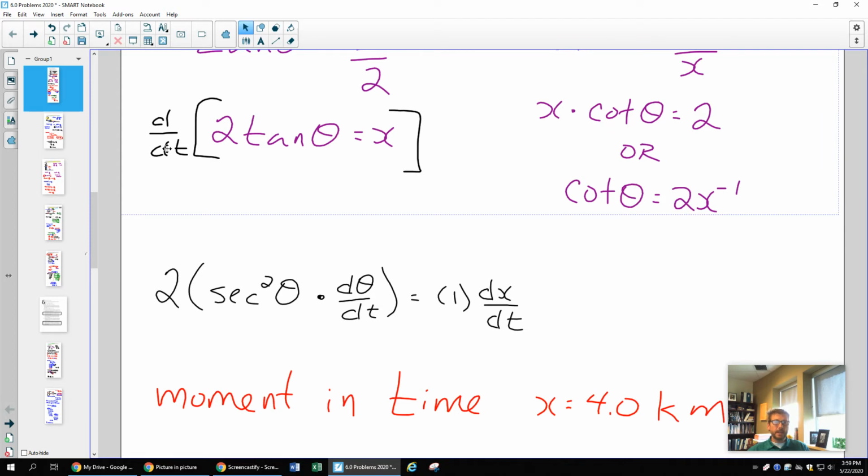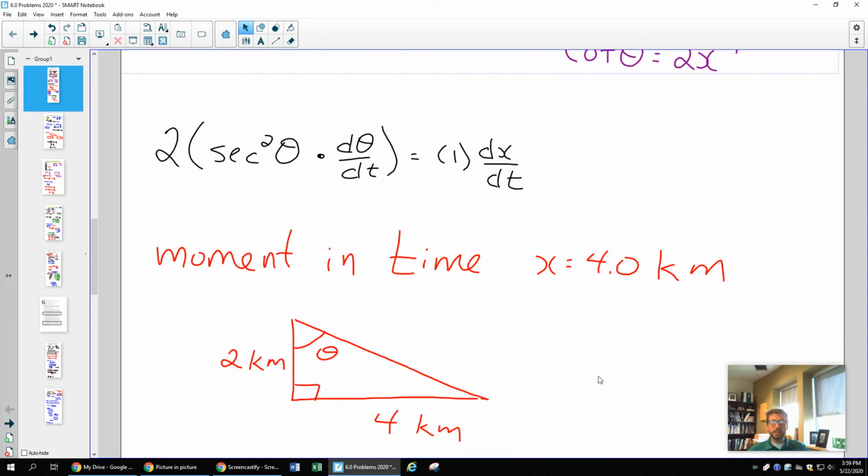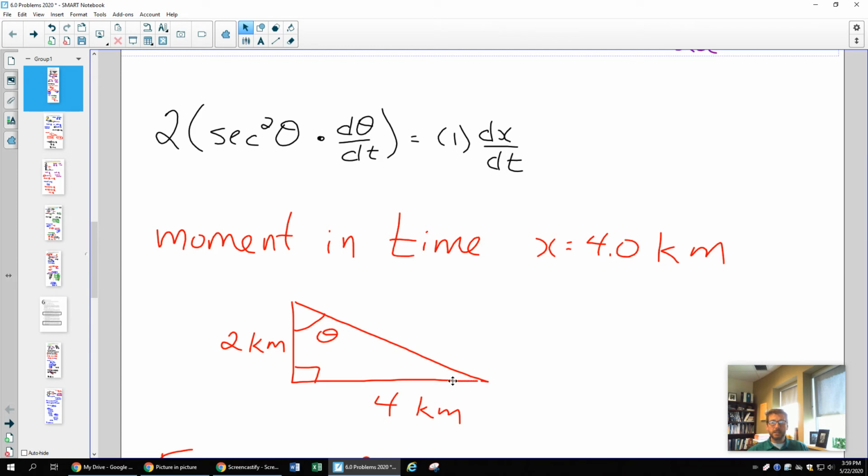All right, so we put the rate in with respect to time. The derivative of tangent is secant squared. The derivative of theta with respect to time is d theta dt. Again, implicit differentiation: the derivative of x is 1, and the derivative of x with respect to time is dx dt. So now we've got our problem set up. We did the triangle, we chose tangent, and we put the rates in. Now we want to solve for the moment in time. We want to solve for when the distance coming straight up from the lighthouse is 2 kilometers and the boat is now 4 kilometers past the lighthouse. So how are we going to solve that?